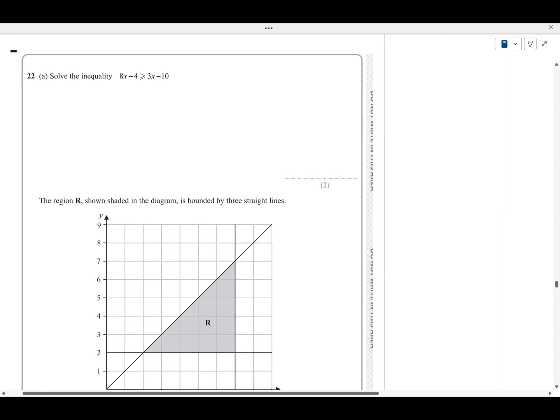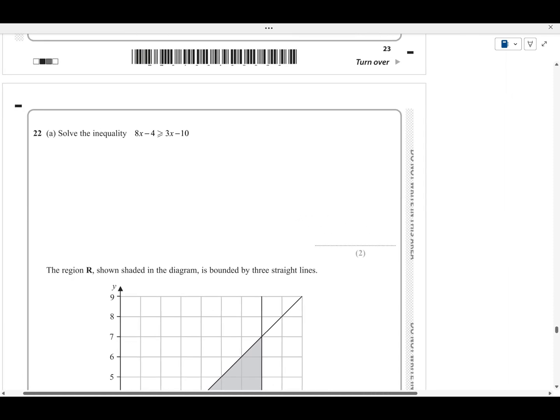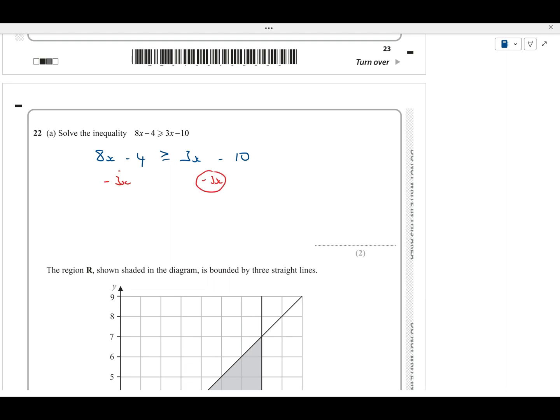Question 22. Solve the inequality. 8x minus 4 is greater than or equal to 3x minus 10. Let's subtract 3x from both sides, shall we? Because that's the side with the fewest x. 5x minus 4 is greater than or equal to minus 10. Let's add 4 to both sides. 5x is greater than or equal to minus 6.